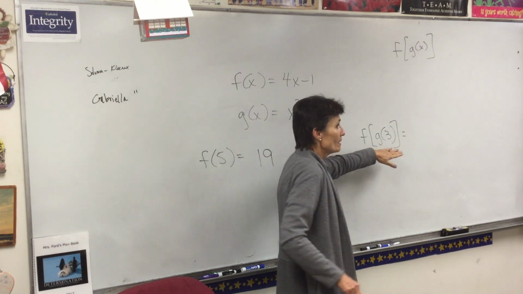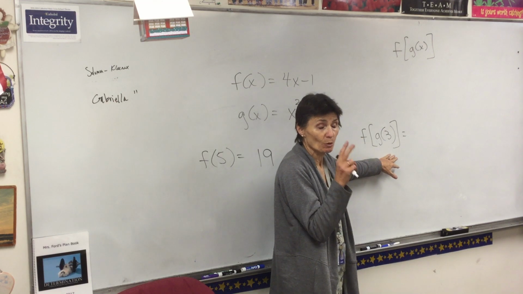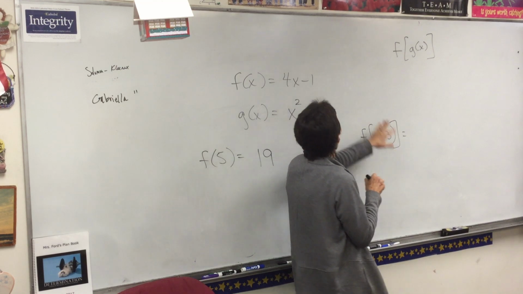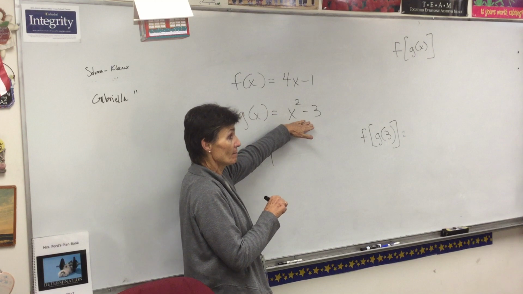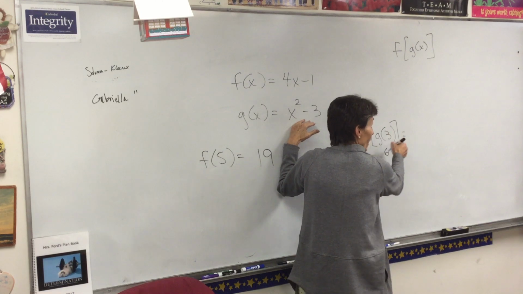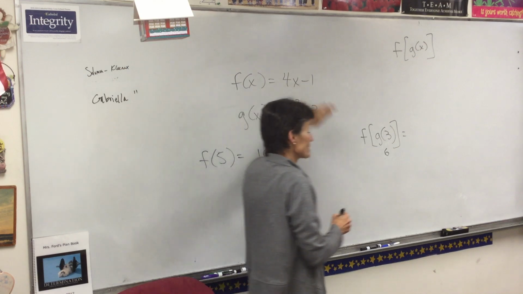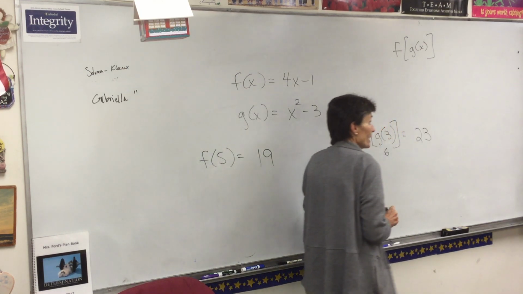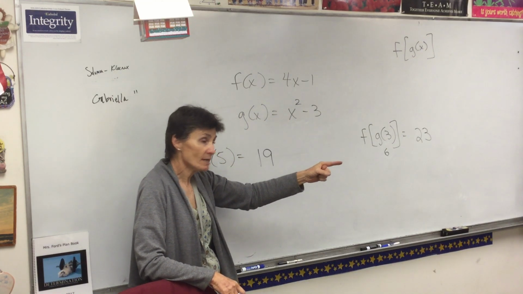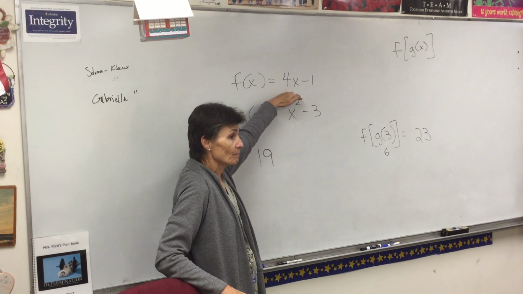Now this one. 23. This is a 2-step problem though. This one has 2 letters, so it's 2 steps. We'll start by doing g of 3. G of 3 would be 6. All right. Then we take the 6 that we got right here and we put it into f. So Patrick said 23. Was he right? Yes. Okay, everybody got that? The 3 went into G. We got 6. The 6 went into F. We got 23.